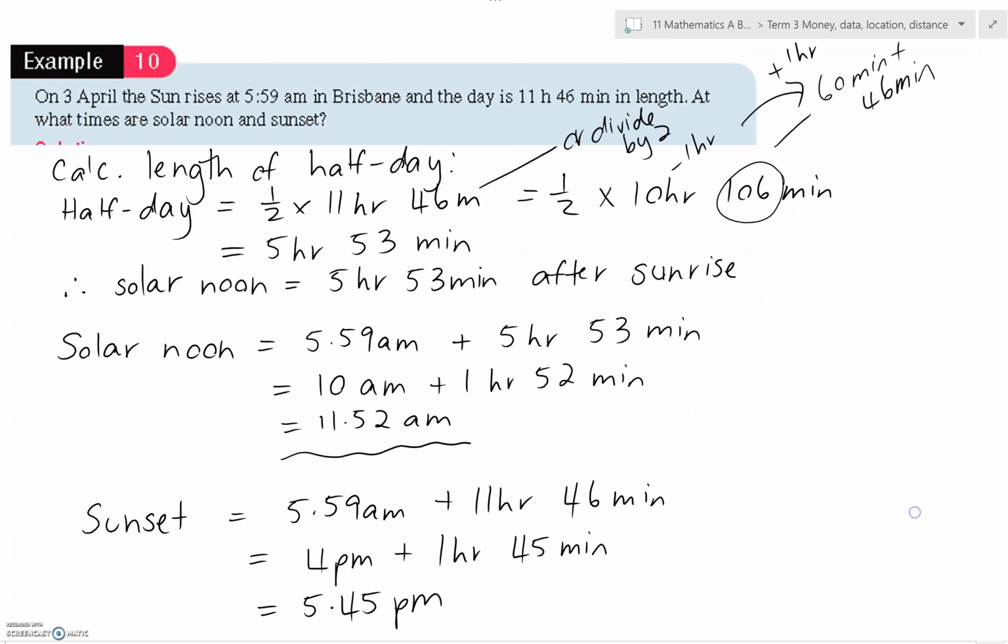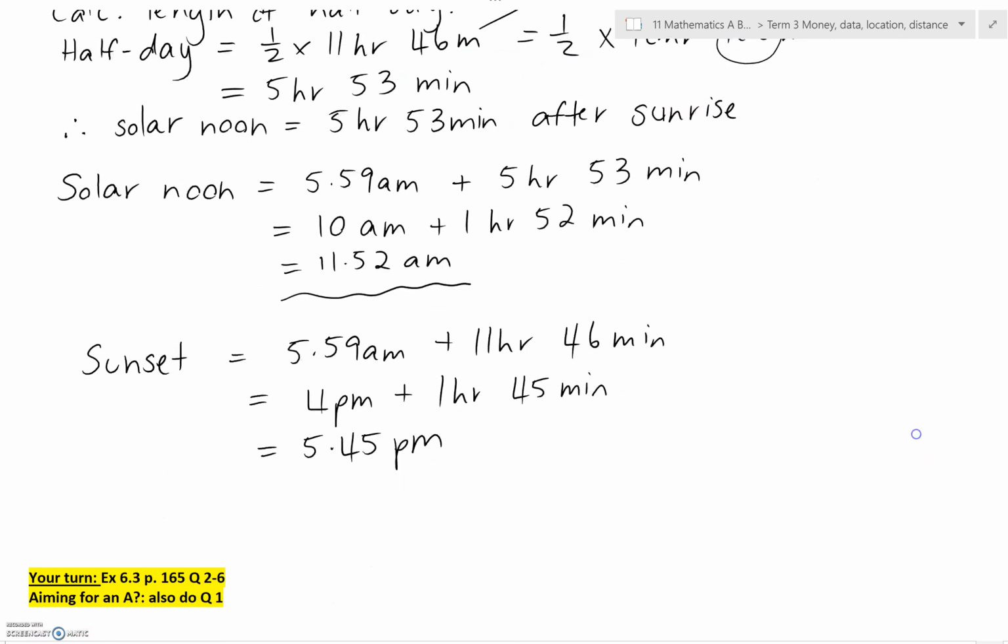Now sunset, we can do one of two things. We can take that solar noon time that we found and add the rest of the half day on, or we can just take our sunset time and add the total length of the day on, which is what I've done here. I do recommend you do it that way because if you've made a mistake with solar noon, it's not going to affect your sunset time answer in any way. So it's literally sunrise time plus length of the day, work out that time. And that's got to 5:45 p.m.